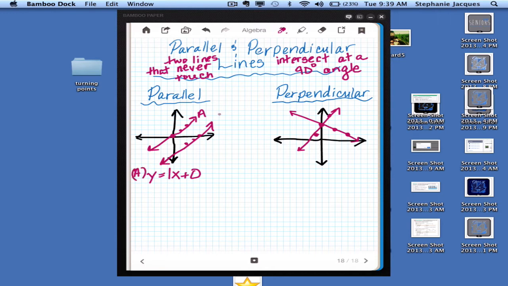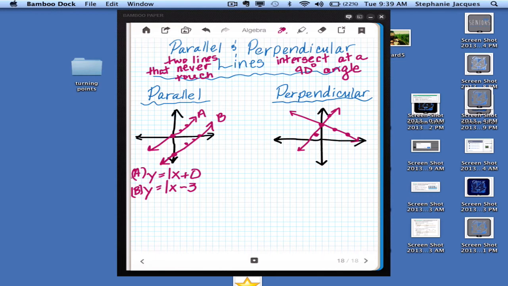For line B, you're looking and you see that it hits at, let's see, 1, 2, 3. So you know you have a minus 3 here. And your slope is up 1 over 1, up 1 over 1. So it's 1 over 1. And that is line B.